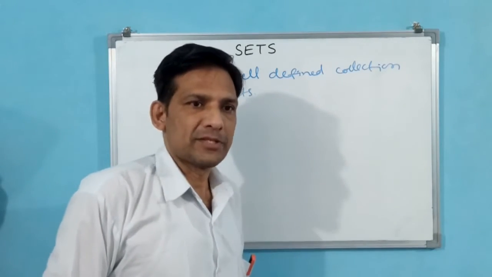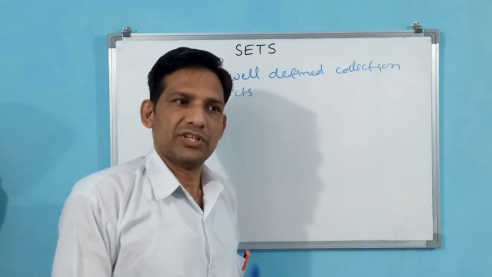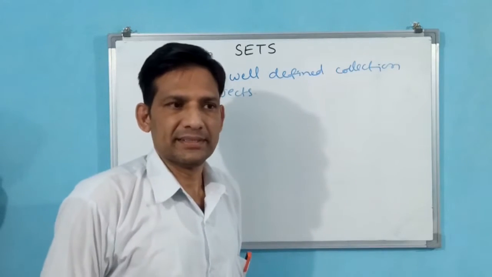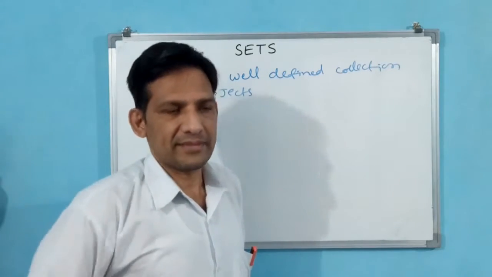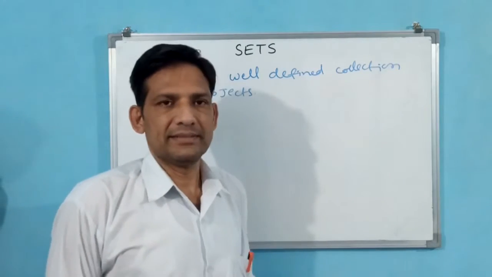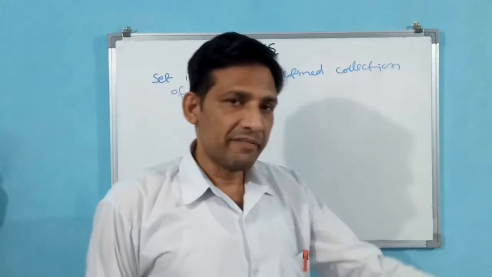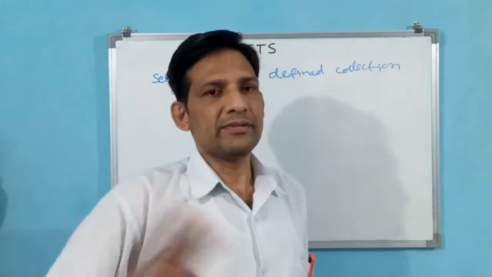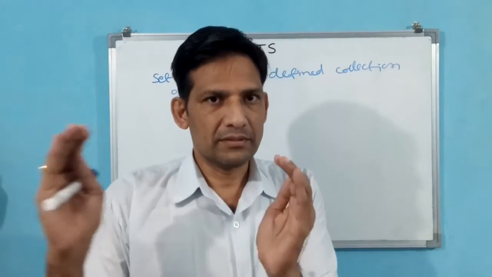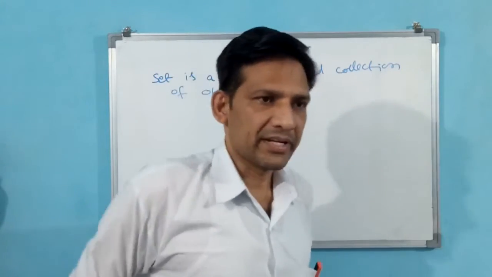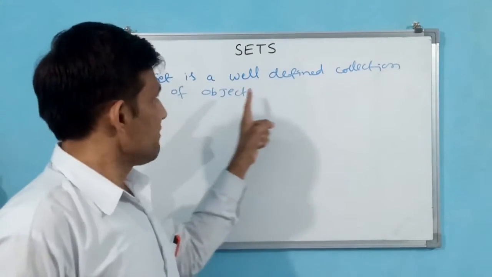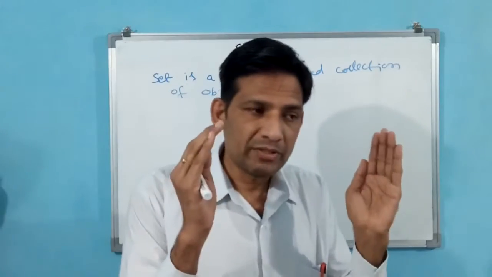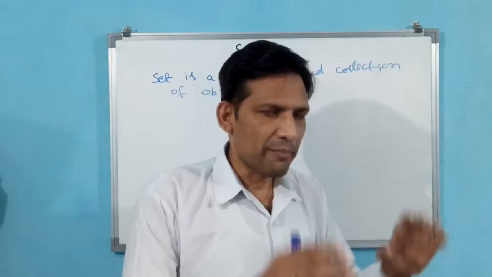Say stationery, say electronic components, say rivers, say clocks, like that. Why? Because rivers are not related to electronic components. The electronic components are a separate collection, rivers are a separate collection, whatever it may be. Set is a well-defined collection of objects. That means those should be well-defined. So you are making a set.